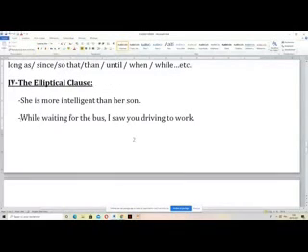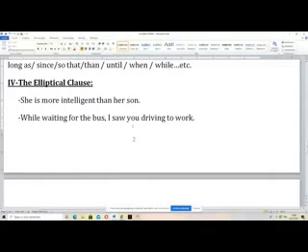Here we have another: while waiting for the bus, I saw you driving to work. So according to you, where is the elliptical clause? Yes. I think the elliptical clause is while waiting for the bus. Yes, good. Your name, please. Sufyan Ramadan. Yes, good.